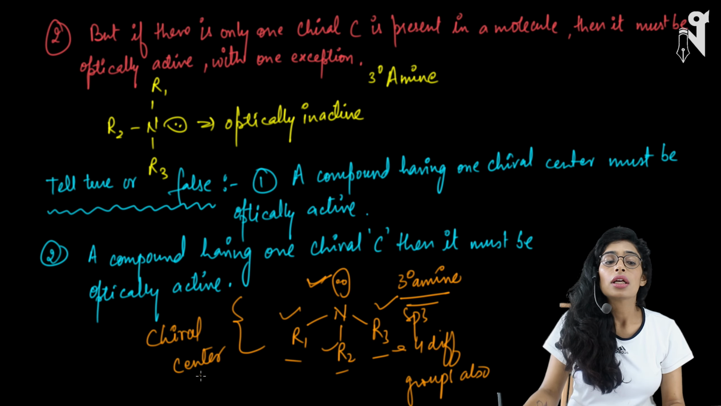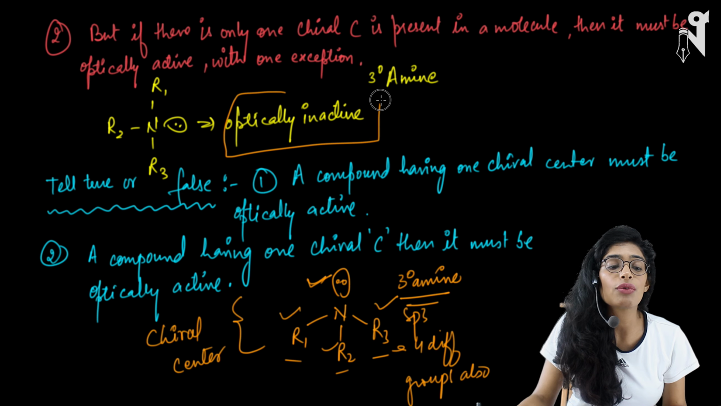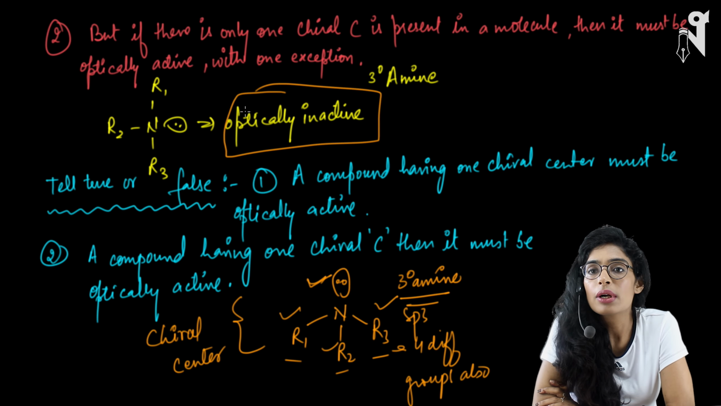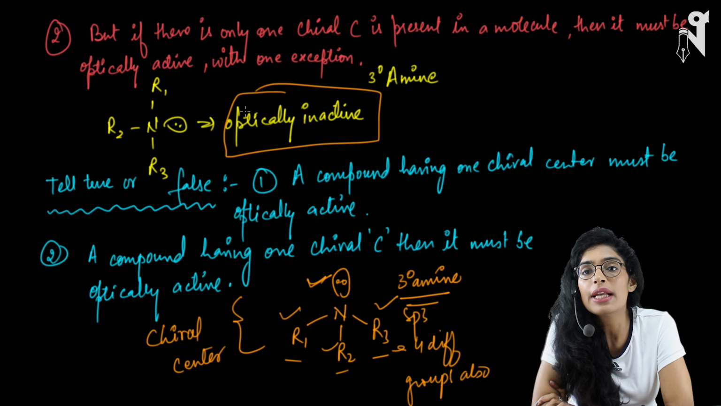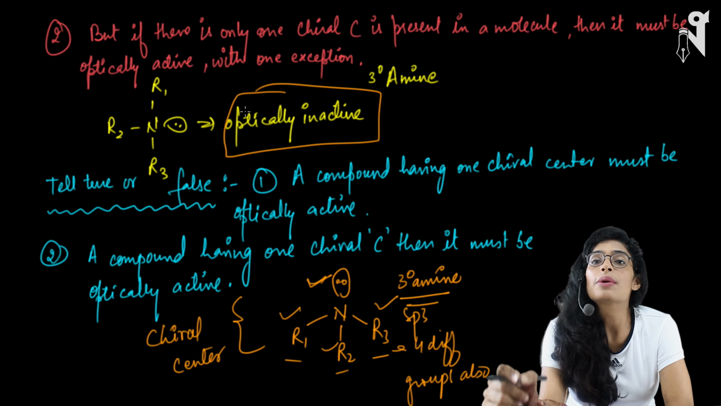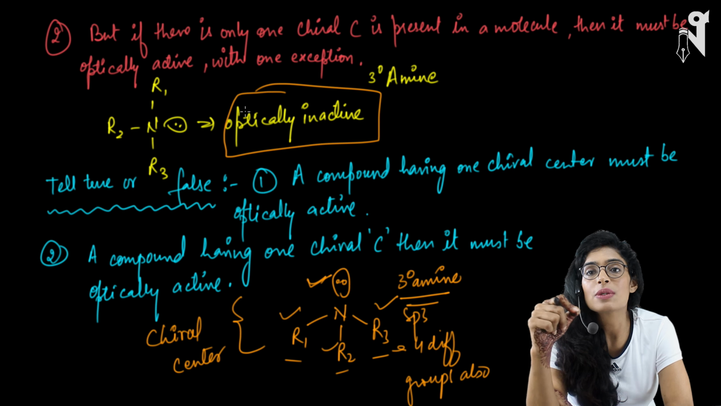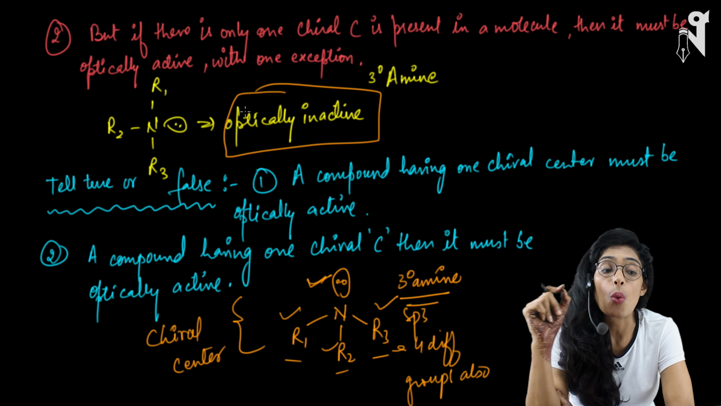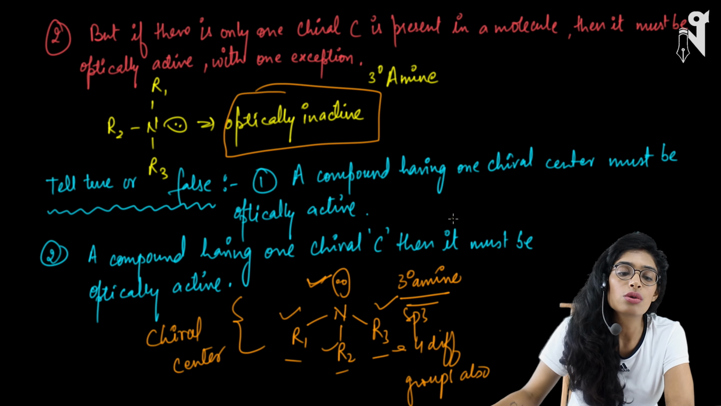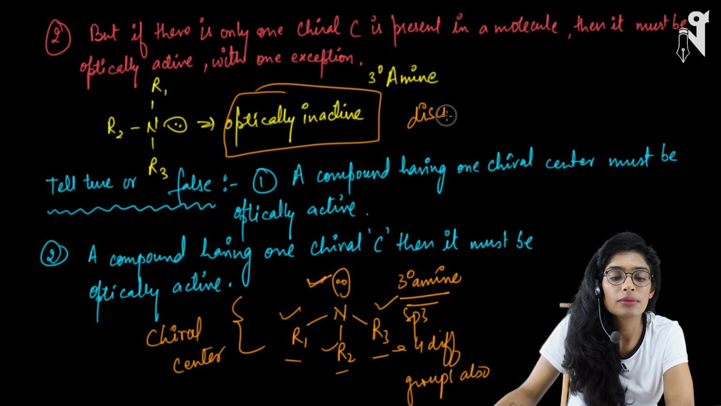But still, this will give you an optically inactive compound. This will be called an optically inactive compound, even though there is a presence of an sp3 atom, nitrogen, and four different attachments. Still, this particular species gives you an optically inactive compound. Why and how? This also we will discuss going forward.